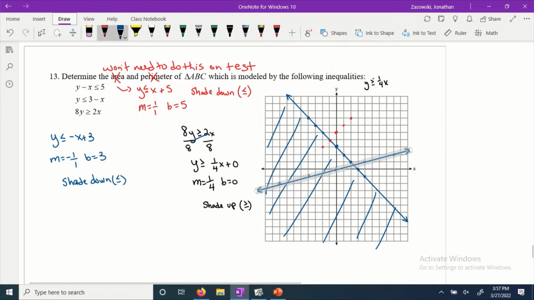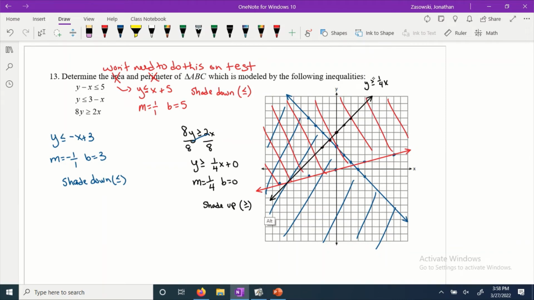And we're going to shade up on this line because it's greater than or equal to. And then our last line here is going to be y equals -x plus 3. We just did that one. How about y equals x plus 5? So we put dots at 5 here. It's a slope of 1, so we're going up 1 over 1. And this line is a less than or equal to, so we are going to shade down from here.